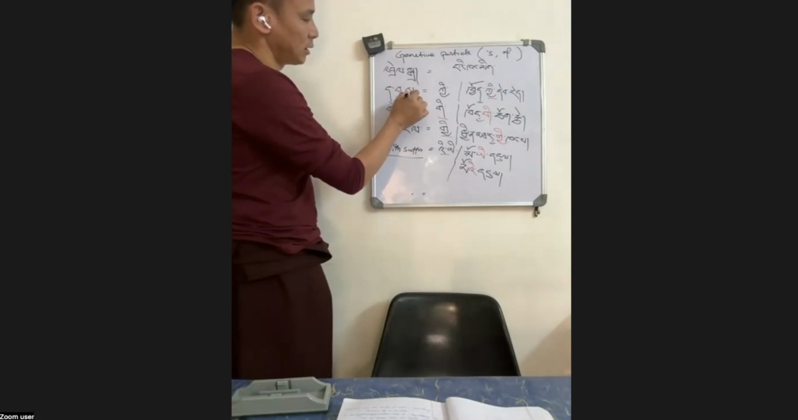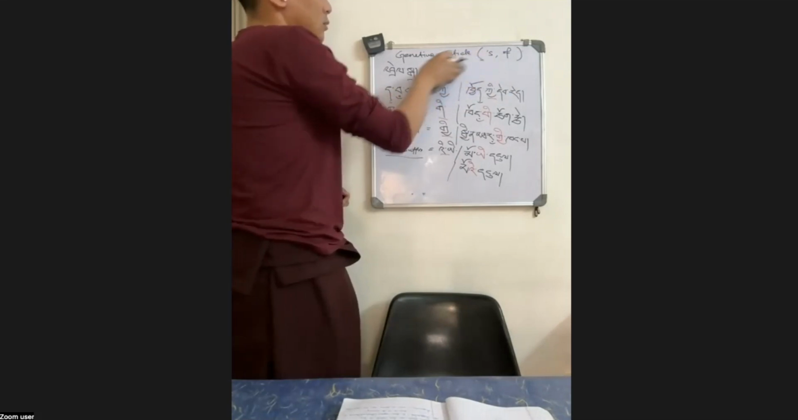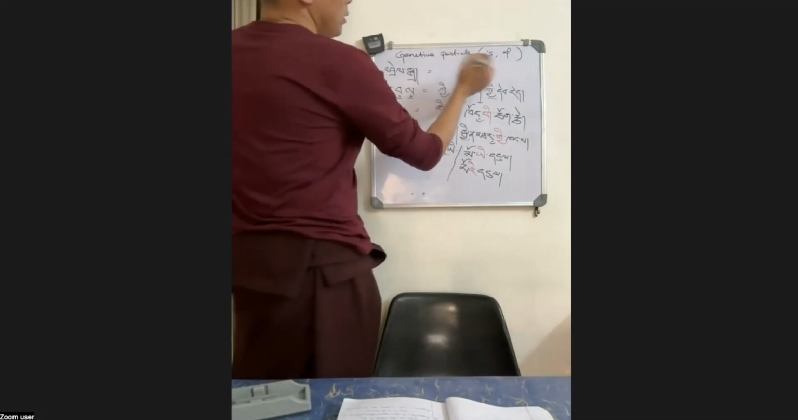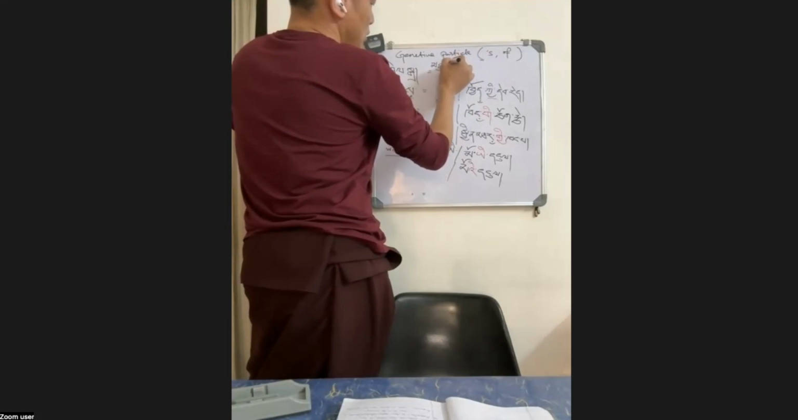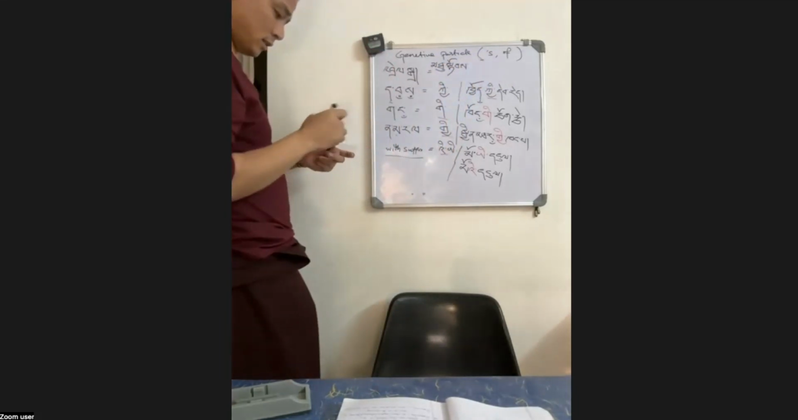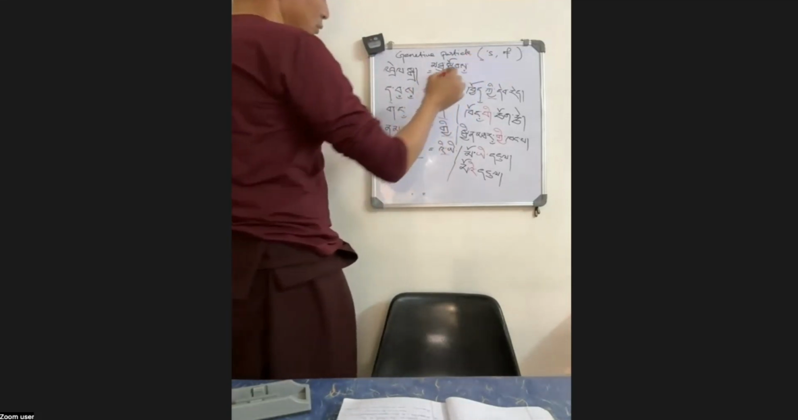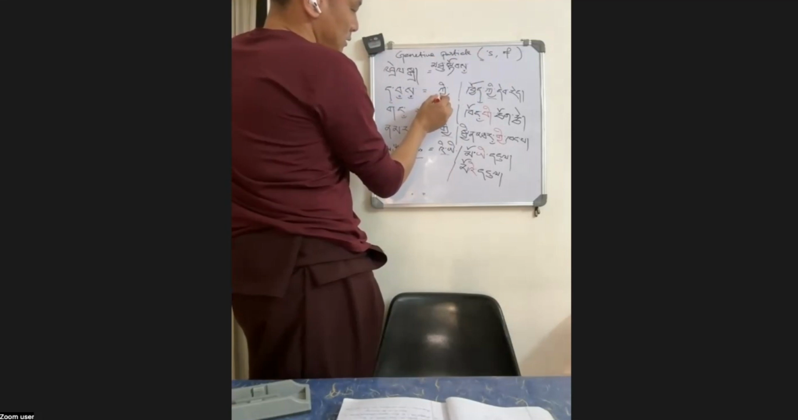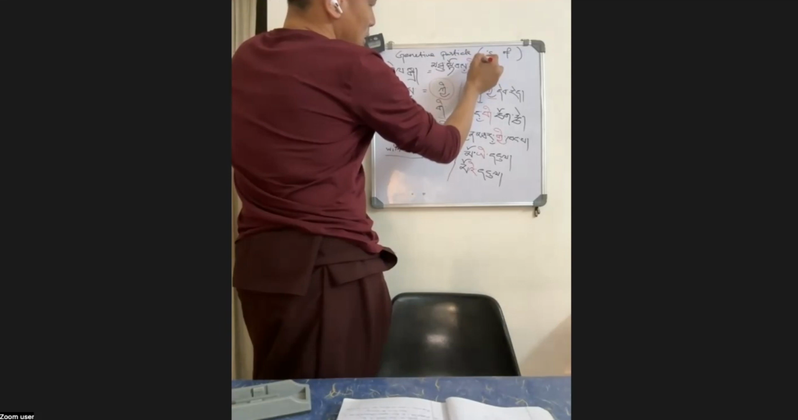Here, if you want to make this first one, let's say the name of a person, Tutop. Tutop is a Tibetan name. The last suffix is sa, right? So we have to go here, because what is the sa? You have to go ki. Tutop ki.